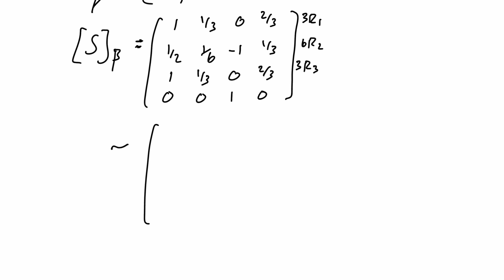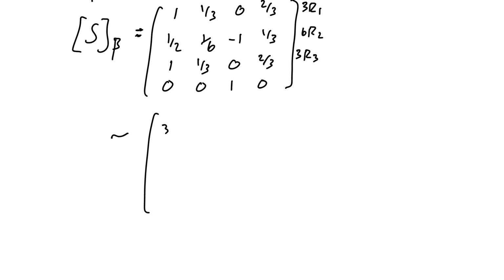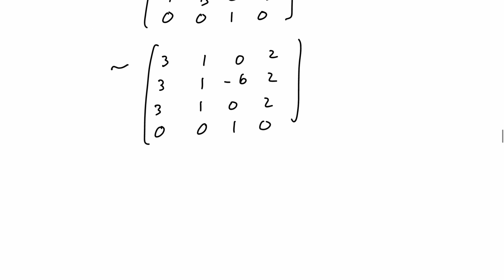When I do that, tripling the first row, I'm going to get 3, 1, 0, 2. Multiplying by 6 in the second row, I'm going to get 3, 1, negative 6, and 2. Tripling the third row, I get 3, 1, 0, 2. And going ahead and leaving that last row unchanged, here we are. Okay, so then I'm going to go ahead and reduce this.